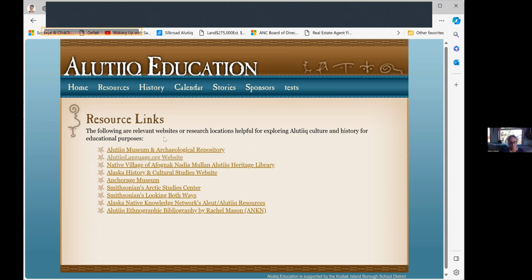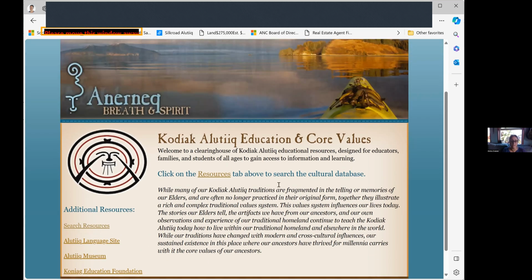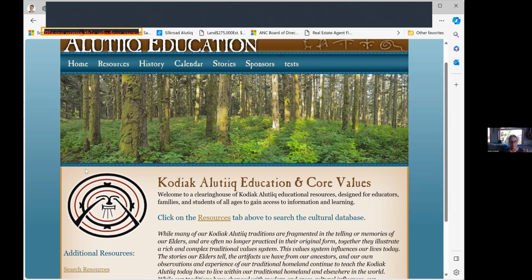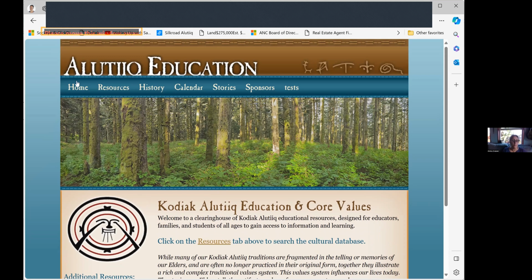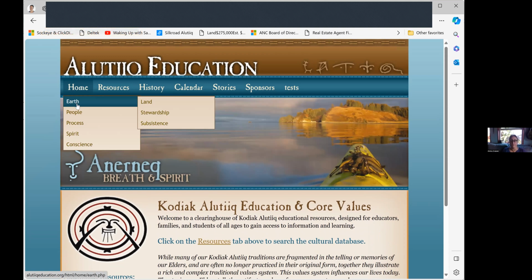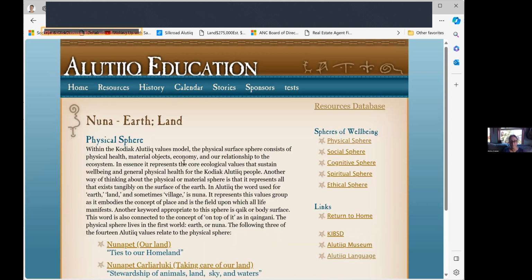So that's the framework. And then I also included resource links, some of the major players of other information that is useful to Alutiiq education. Then, going back to the home page, I provided a summary of core values and encourage people to click on the resource tab because that's, as I said, the core of this website. But if you hold your cursor on home, it will drop down into the subcategories of our values. And I pulled these as direct sections from the dissertation.